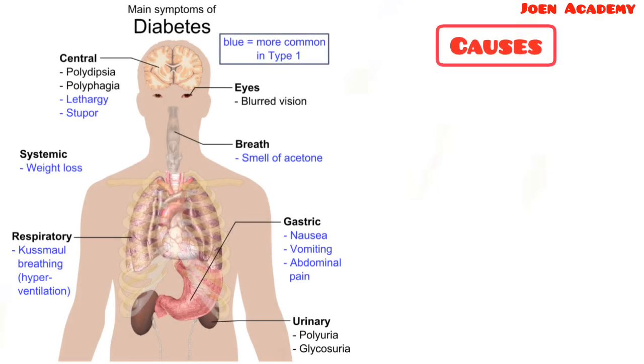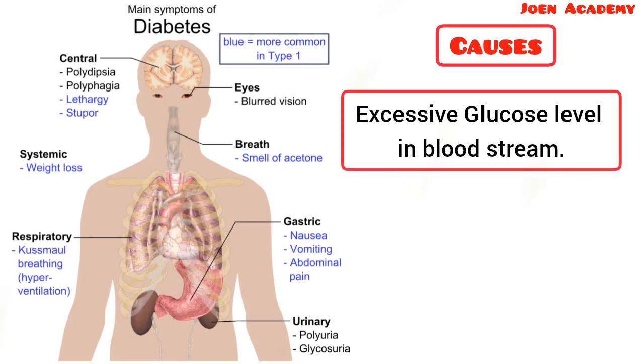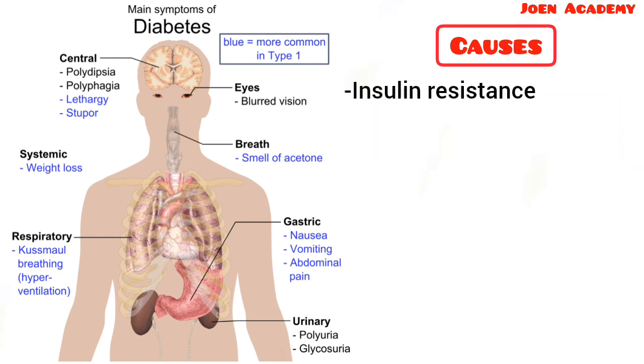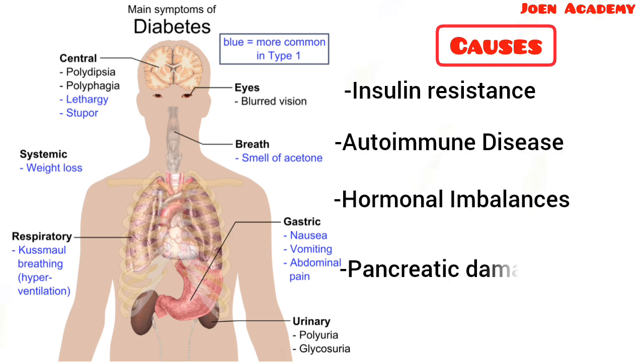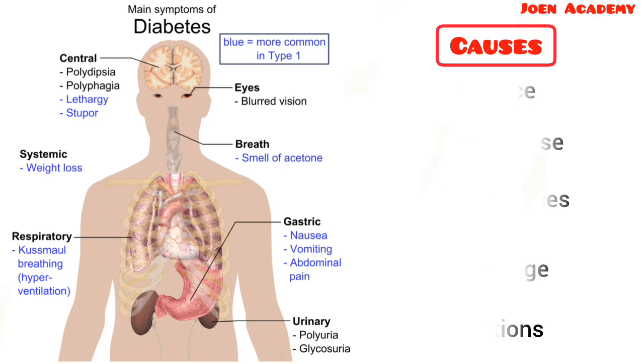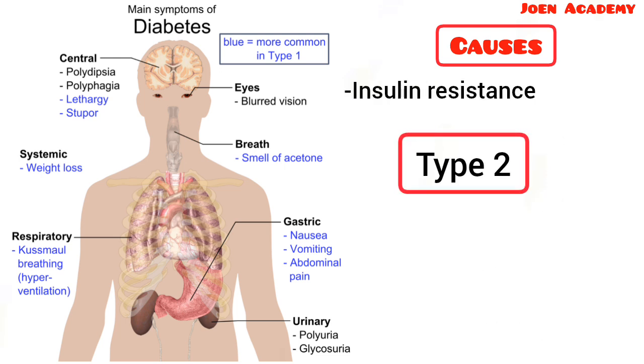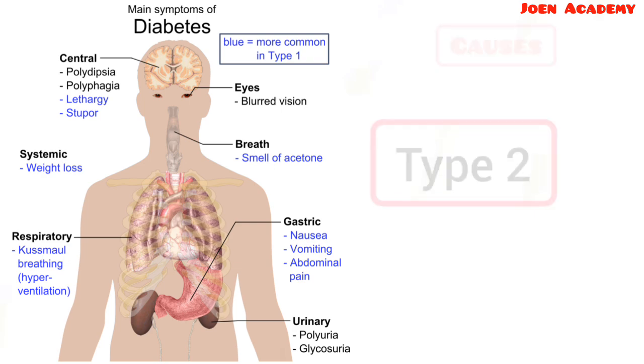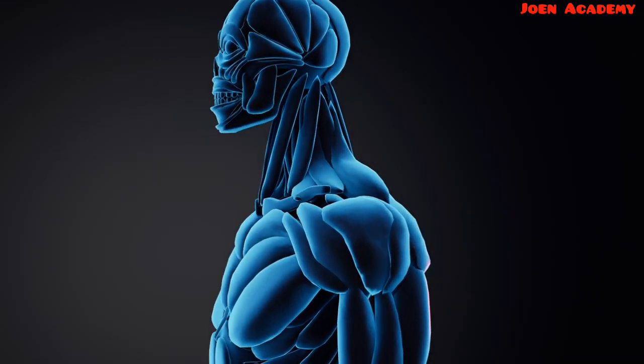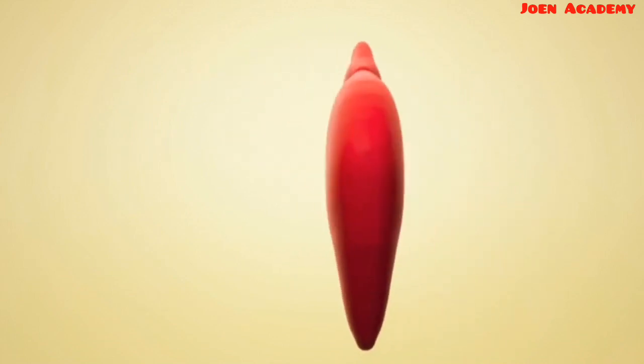What are the causes of diabetes? Too much glucose circulating in the bloodstream causes diabetes, regardless of the type of diabetes. However, the reason why the blood glucose level is high differs depending on the type of diabetes. Causes of diabetes include insulin resistance, autoimmune disease, hormonal imbalances, pancreatic damage, and genetic mutations. The type of diabetes that arises due to insulin resistance is type 2 diabetes. Insulin resistance happens when the cells in the muscles, in the fat, and in the liver do not respond as they should to insulin.